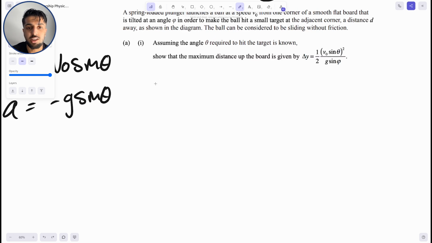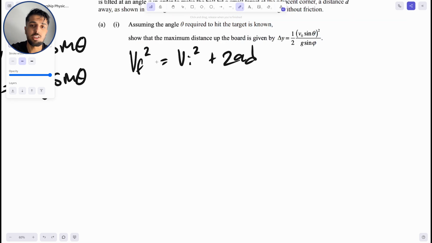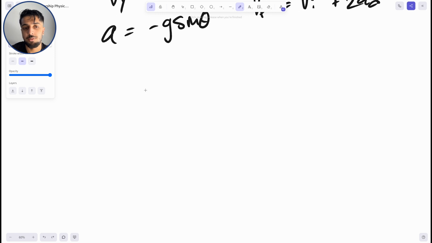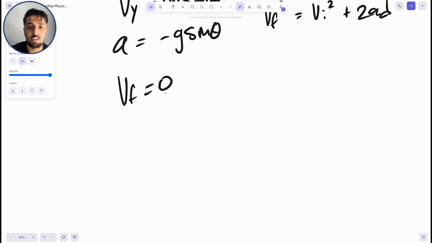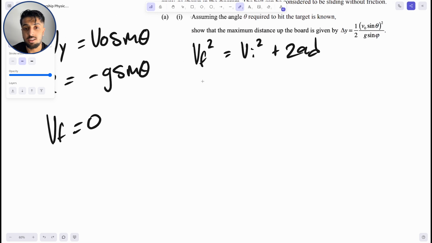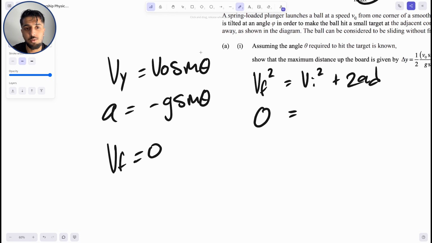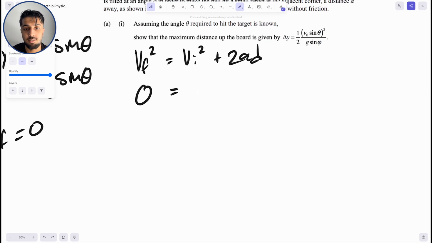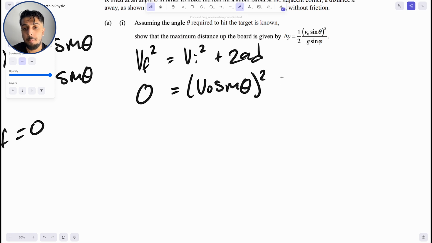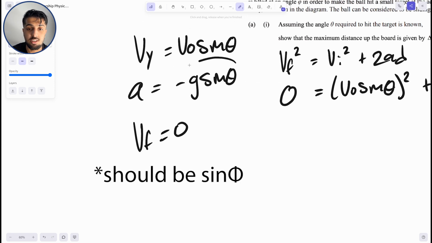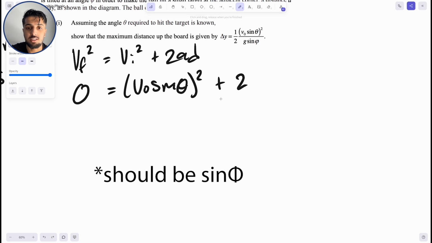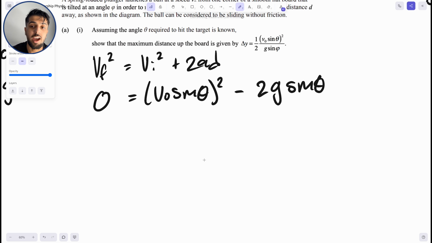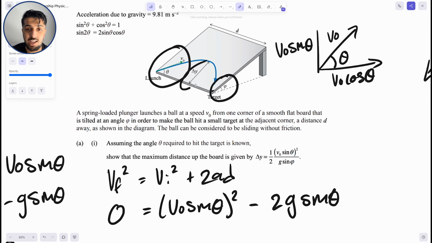So for this question, we can use our kinematics: vf squared is equal to vi squared plus 2ad. Now at the top of the motion, the ball will come to a complete stop for a brief moment, and therefore our vf is equal to 0. And therefore our equation is 0 is equal to vi squared, where our vi is v0 sine theta, and that's all squared, plus 2 times negative g sine theta, so we can replace this plus with a minus, and that's times our distance, where in this case our distance is delta y.